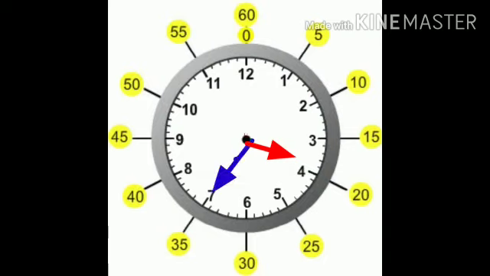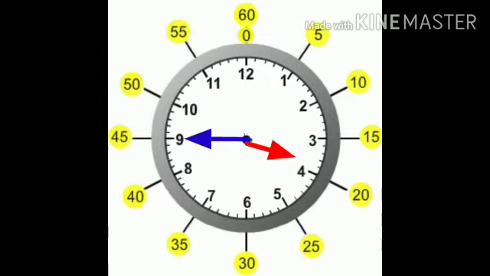Now we can see that here the hour hand is between 3 and 4 and the minute hand is on 7. Students, to calculate the minutes, we know that we have to count the table of 5 up to 7. 5 sevens are 35. So here the time is 3:35.